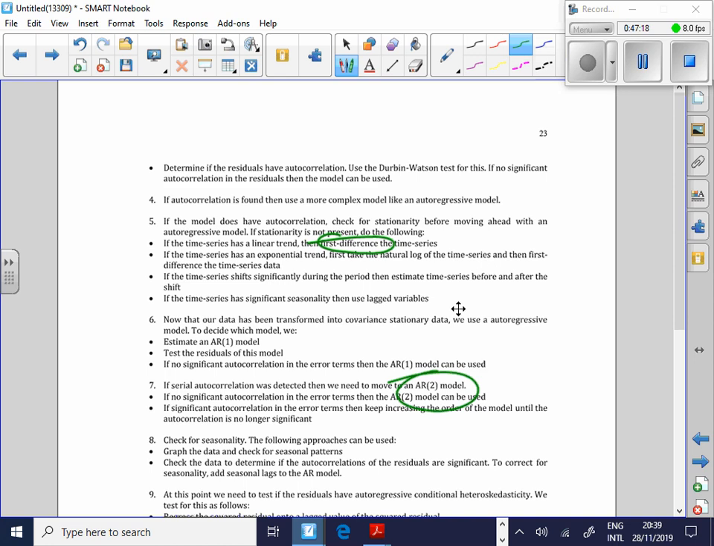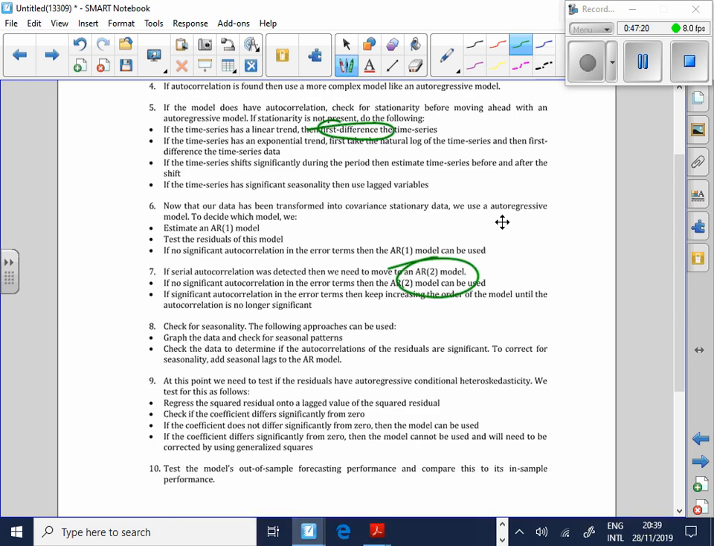8, check for seasonality. 9, check for ARCH. We saw that also, guys. And 10, test the models out of sample compared to in sample. Because remember, you want your out of sample to be as good as, if not better than, your in sample. In sample is fine, but it's also got to work when it's out of sample as well.